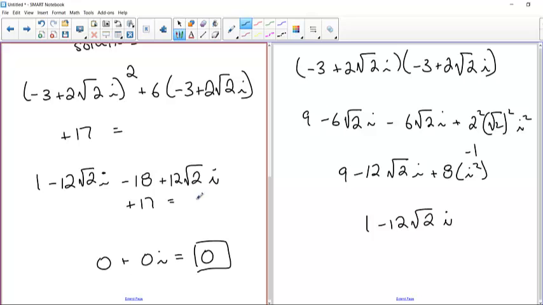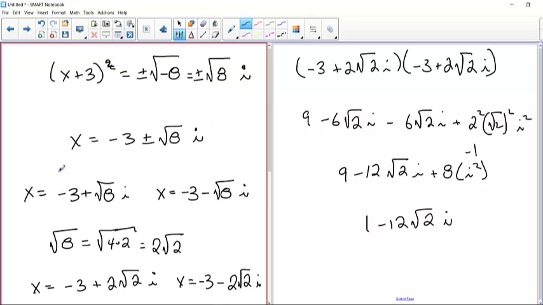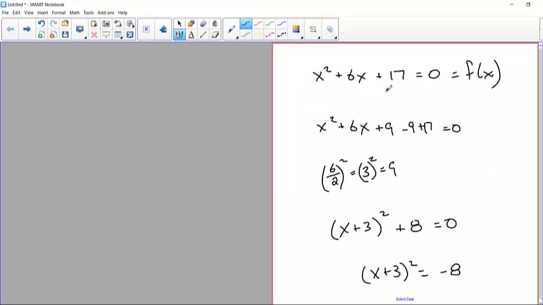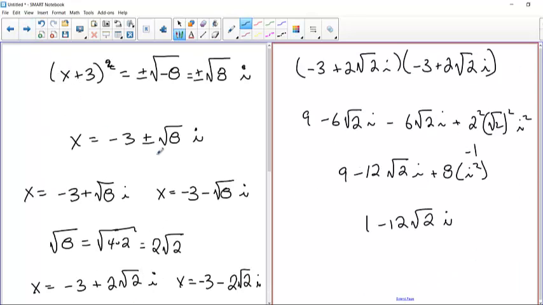So you can see that this is one of the solutions. And its complex conjugate is the other solution. So if I plugged in negative 3 minus 2 square root of 2i squared plus 6 times negative 3 minus 2 square root of 2i plus 17, I'd also get 0. So that's how it's shown to be a solution to the equation. And both of these are complex numbers. Now these are the solutions.